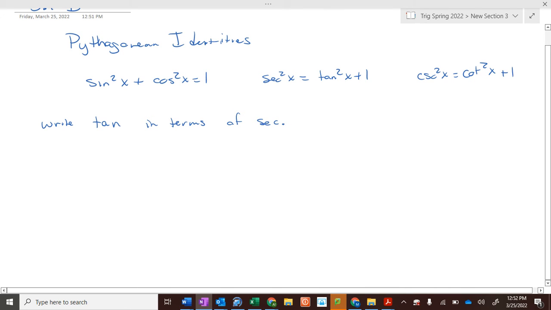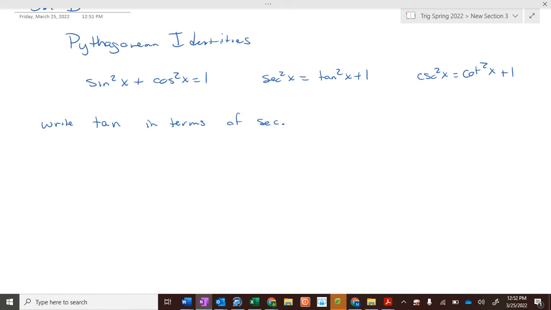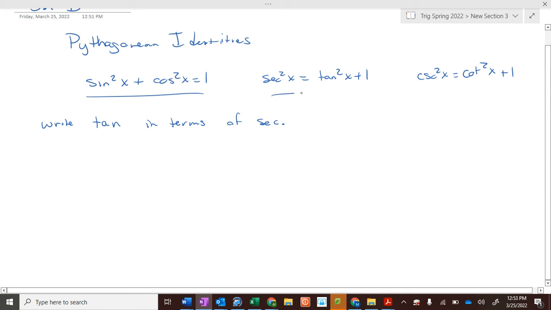Write tangent in terms of secant. Which one involves both tangents and secants? First one, second one, or third one? Second one. Okay, so I want to write tangent in terms of secant, so I want tangent alone on the left. So I'm going to write tangent squared of x plus 1 equals secant squared of x.